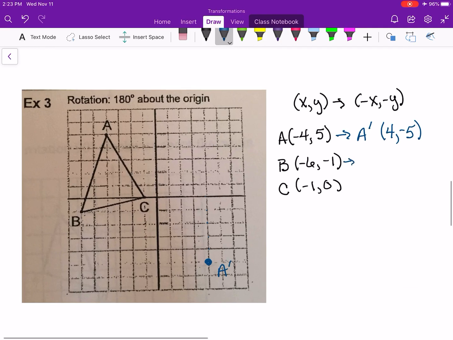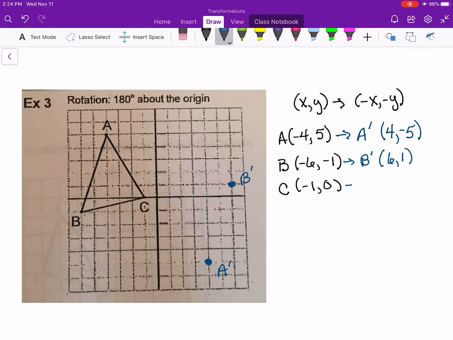For B prime, the opposite of both of those coordinates. So -6, -1 becomes +6, +1. 1, 2, 3, 4, 5, 6 to the right, up 1, and there is my B prime.